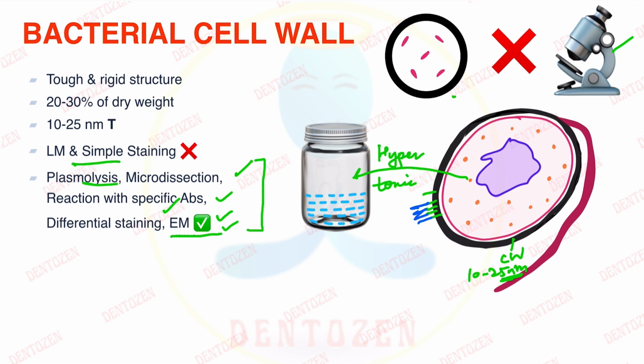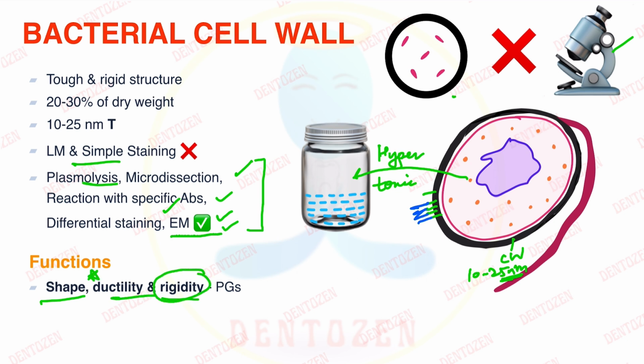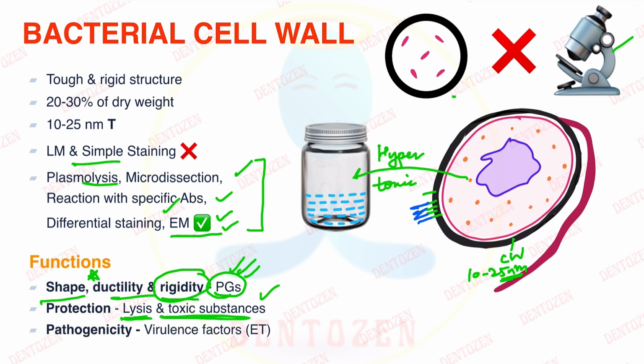Now what are the functions of this cell wall? First important function, as it is a tough and rigid structure, it provides shape to the bacteria. Very important point. Ductility and rigidity, which is mainly due to presence of peptidoglycans, important component of bacterial cell wall. Another function is protection. It protects against lysis, that is breakdown, and against toxic substances. Also it provides pathogenicity to bacteria, that is disease causing ability of bacteria is because of the presence of so many factors. Virulence factors are there on the cell wall which can damage the host cell. For example, endotoxins are there.